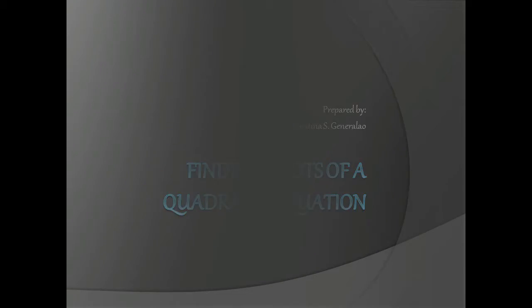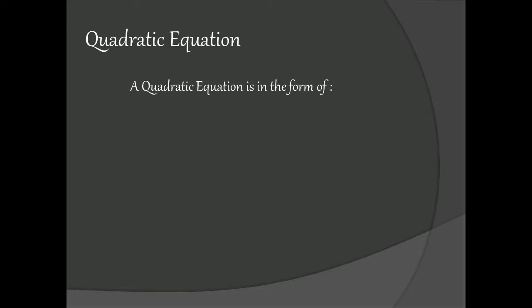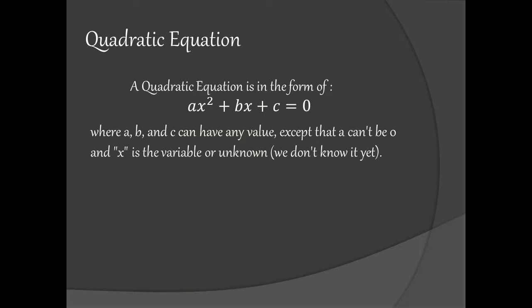Quadratic equation. What is a quadratic equation? A quadratic equation is in the form of ax squared plus bx plus c equals 0, where a, b, and c can have any value except that a can't be 0, and x is the variable or unknown.